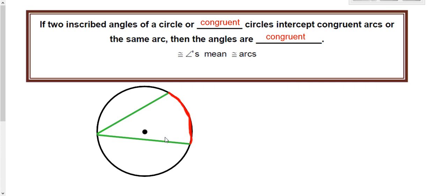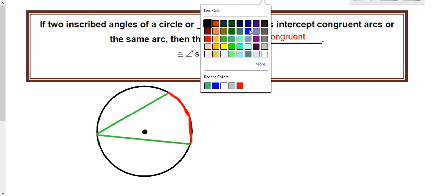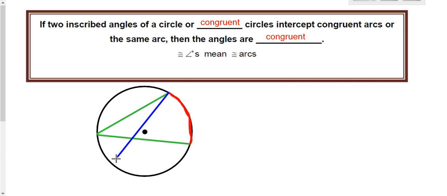I've got a green angle right here. It's intercepting this red arc. Now if I draw another angle that intercepts the same arc, I'll draw it in blue here. So then I get this angle over here. You can see this blue angle is intercepting the same arc. So since these two angles intercept the same arc, they're the same measure.